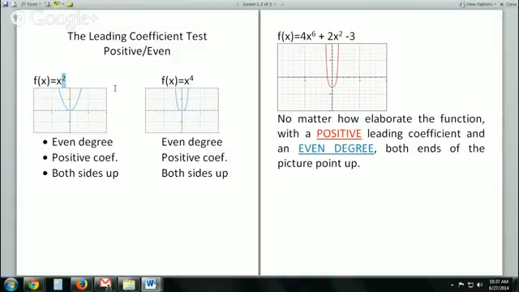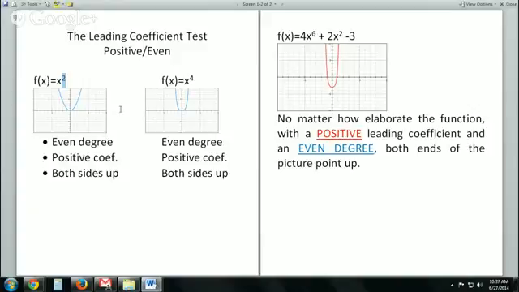Now, what we're going to gather from the leading coefficient test is what happens on the far left-hand side of the picture or the far right-hand side of the picture. You'll notice that with this even degree and a positive leading coefficient, the left side of the picture is up and the right side of the picture is up. Both sides are pointing toward positive infinity for y. With an even degree and a positive coefficient, both sides seem to point up.